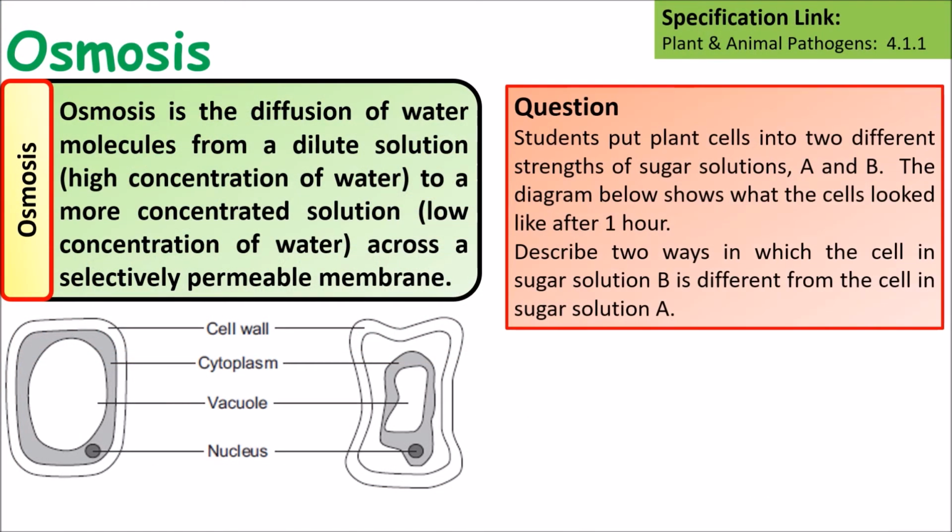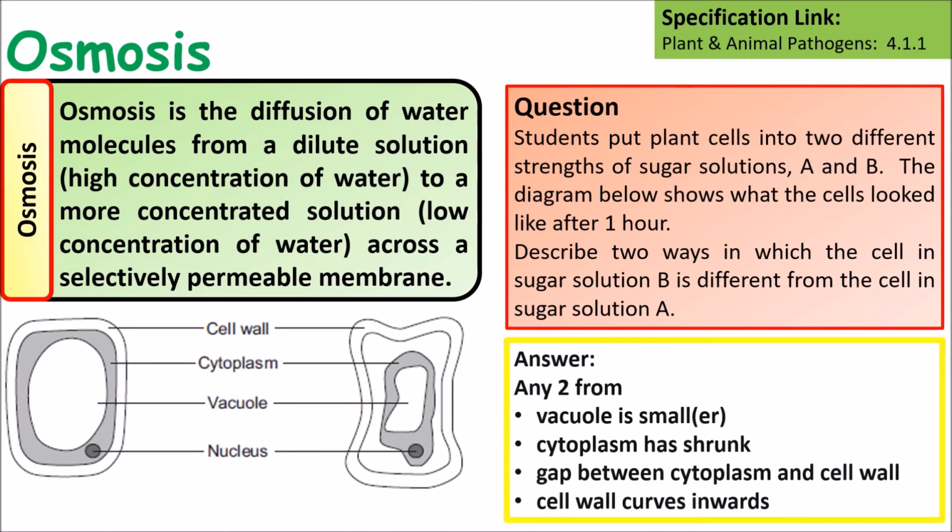So students put plant cells into two different strength solutions, A and B. If we look at the diagram and describe two ways in which the cell in solution B is different from A, it's simply things like the vacuole is smaller, or the cytoplasm is shrunk, or the gap between the cytoplasm and the cell wall is increased, or the cell curves inward.